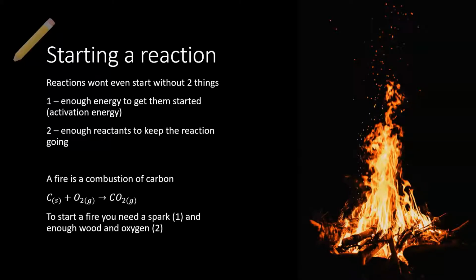We said that in order to get a reaction going, you need 2 things. You need to have enough energy to get them started, so an activation energy, but you also need enough reactants to keep the reaction going. You need to keep supplying them with reactants. So that's how you start a reaction. For example, carbon plus oxygen goes to make carbon dioxide. To start a fire, you need 2 things. You need a spark, which is an activation energy, and you need wood or oxygen to keep that reaction going. That's the reactant.